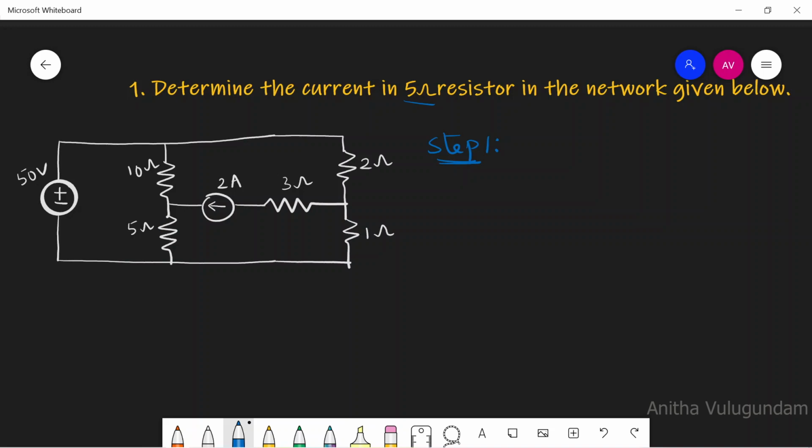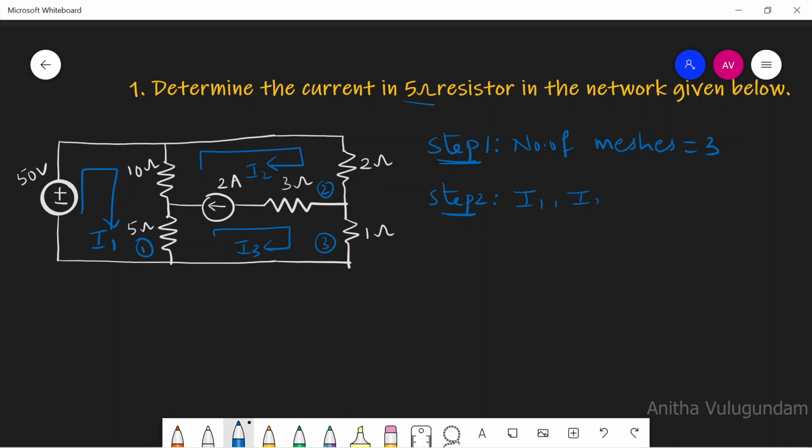Step 1, identify the number of meshes. This is mesh 1, this is mesh 2 and this is mesh 3. Number of meshes equal to 3. Step 2, assign mesh currents. I would like to assign here I1, here I2, and this is I3. You can take even an anti-clockwise direction. Assign mesh currents in the 3 meshes. Let it be I1, I2 and I3.